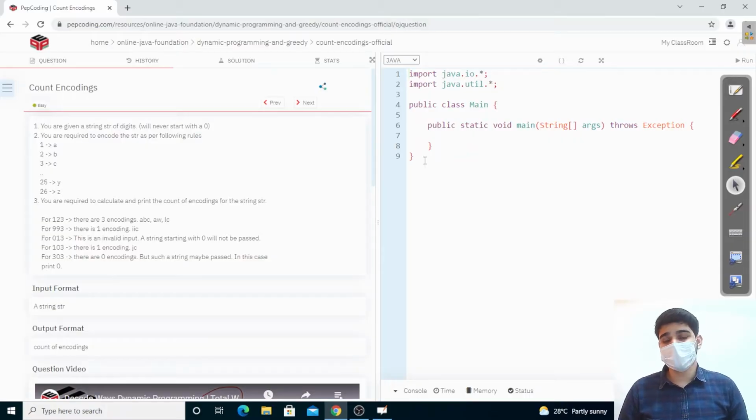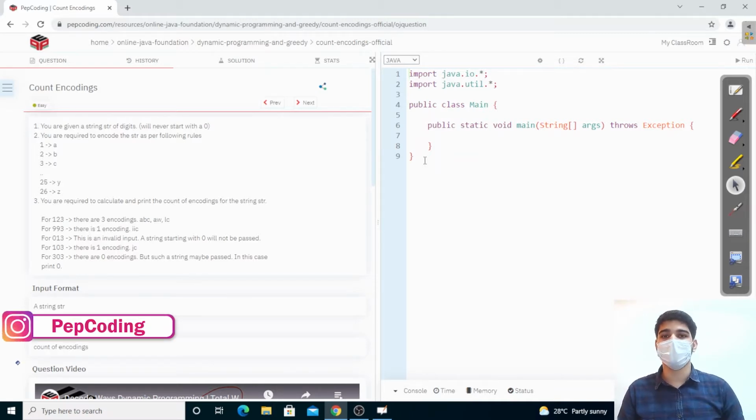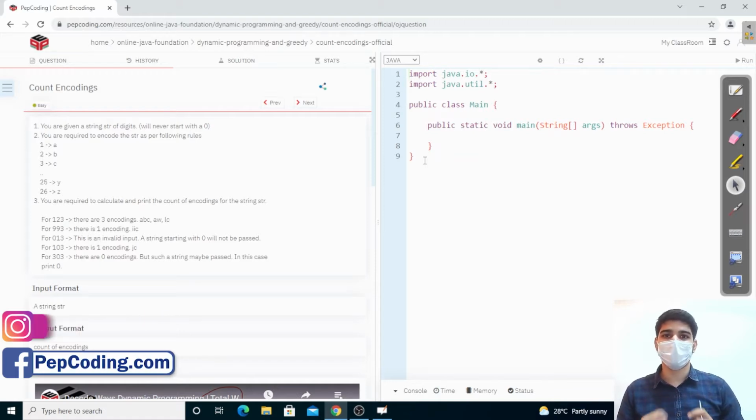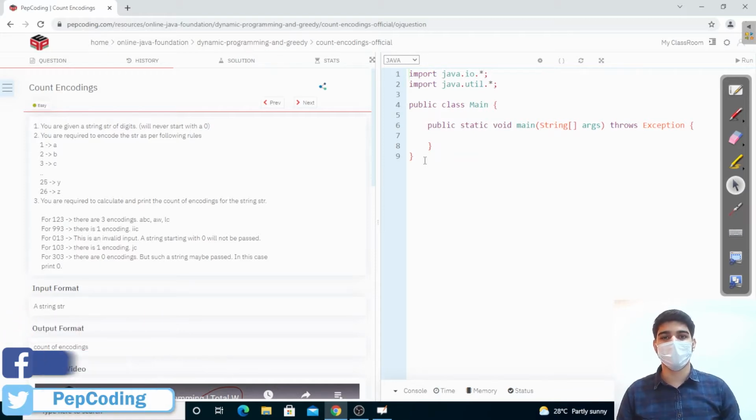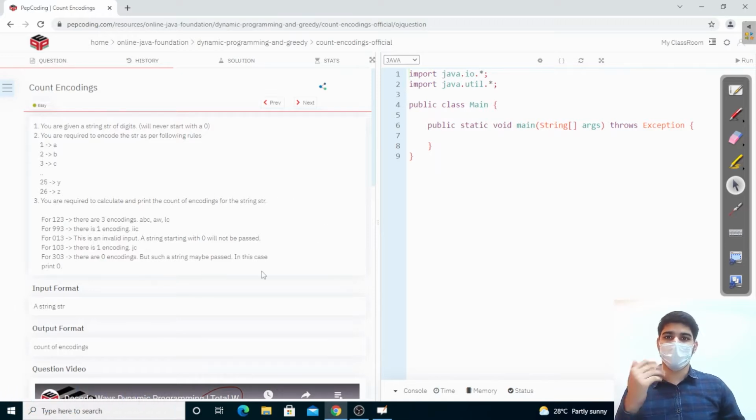So hello everyone, in this video we are going to solve another DP question based on strings, which is count encoding. Now this question is just a DP variation of the question print encodings that we did in the recursion module. If you have done that question, it would be really helpful. It would give you additional insight in this question as well. It's not absolutely mandatory, but it's recommended from my side that you check that video out first before jumping onto the count encodings question.